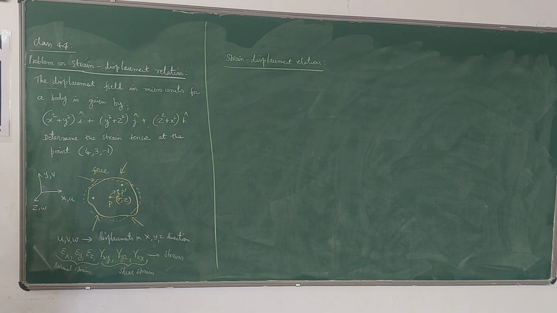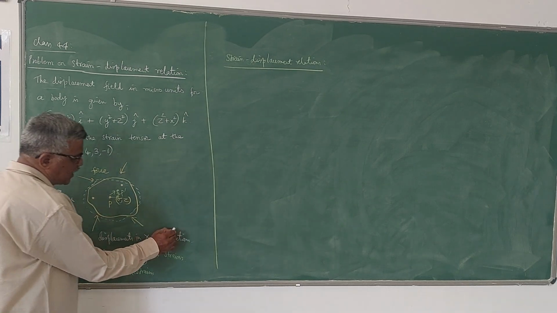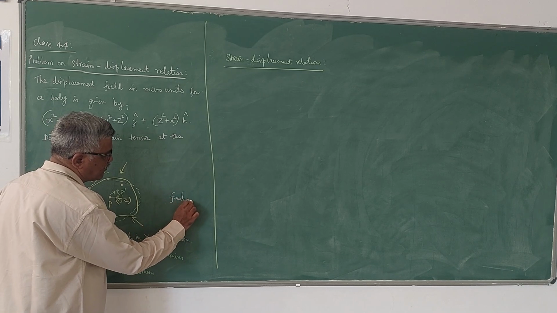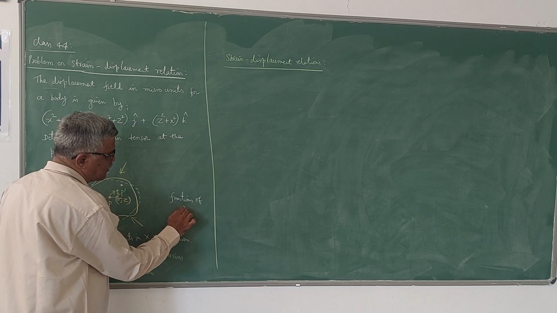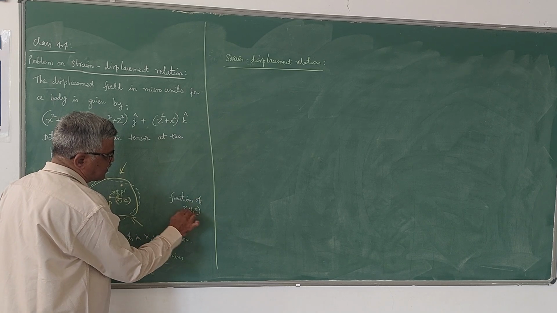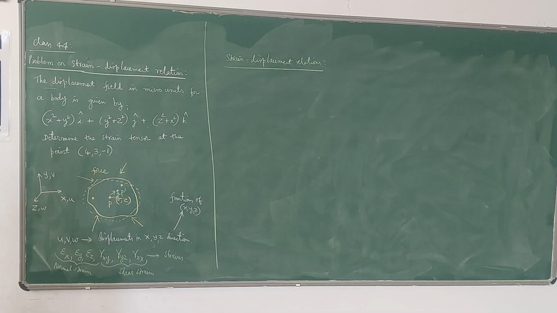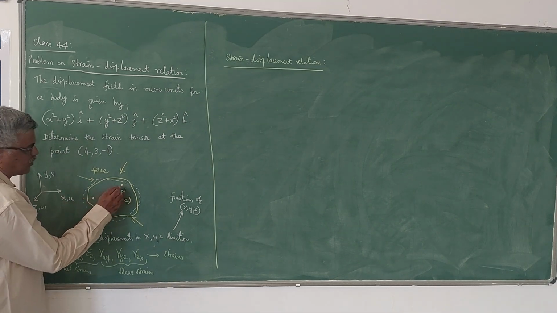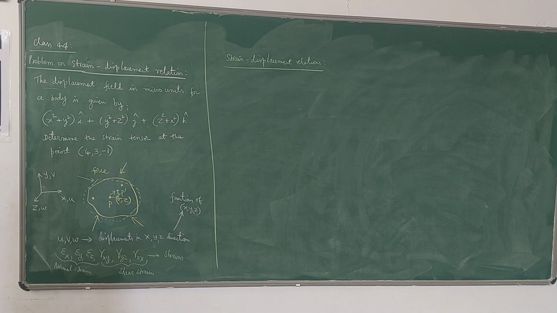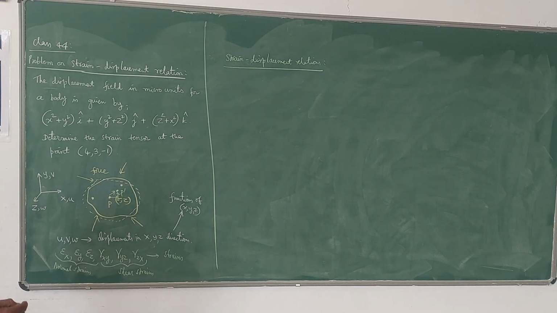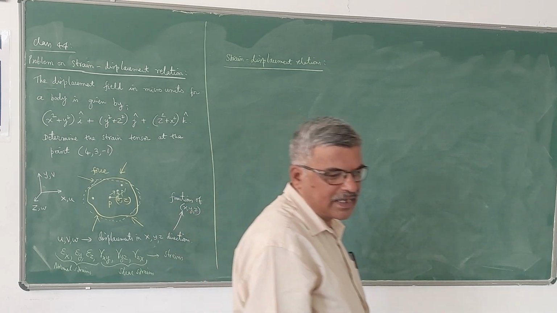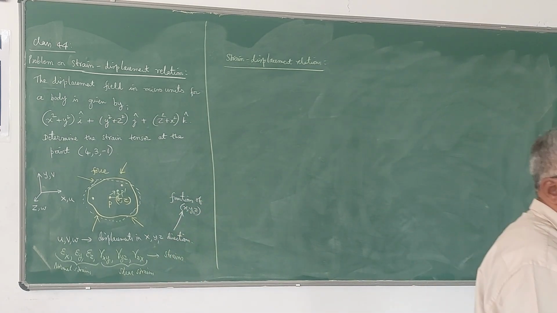So please note that these u, v, w, they are all functions of x, y, z, Cartesian coordinates. Because x, y, z represents a point. This point, this point, this point, like that. So these u, v, w, they vary with the values of x, y, z. They are functions of x, y, z.